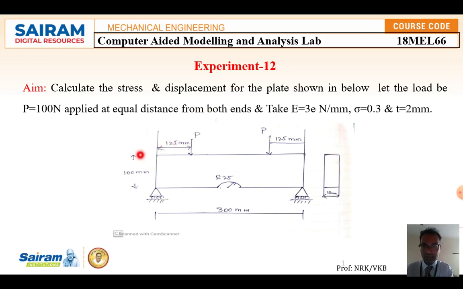Look at this, the height from this point to the load is 100 mm, and the width is 300 mm. At the middle the given radius of curvature is 25. The thickness is given as 10 mm. Now, how to solve this problem with the help of ANSYS? Now the sir will explain.